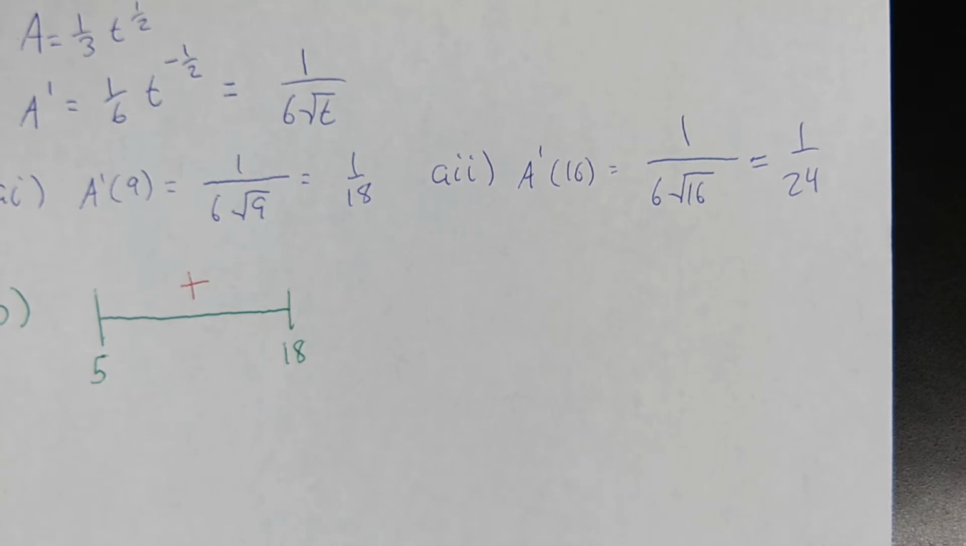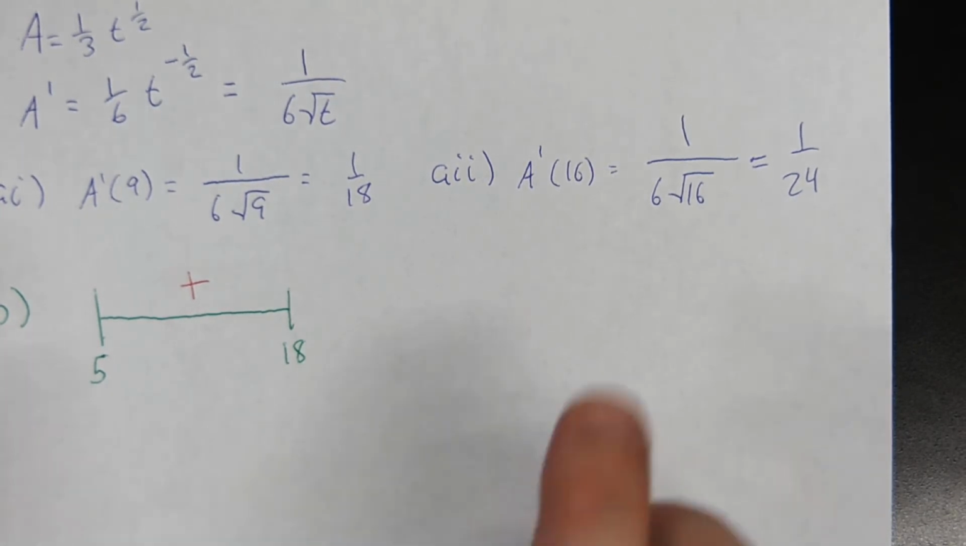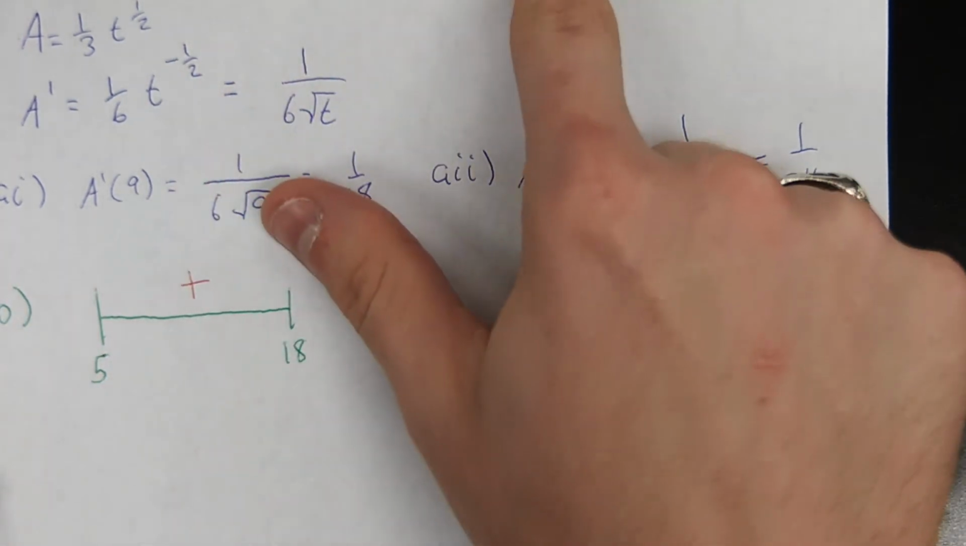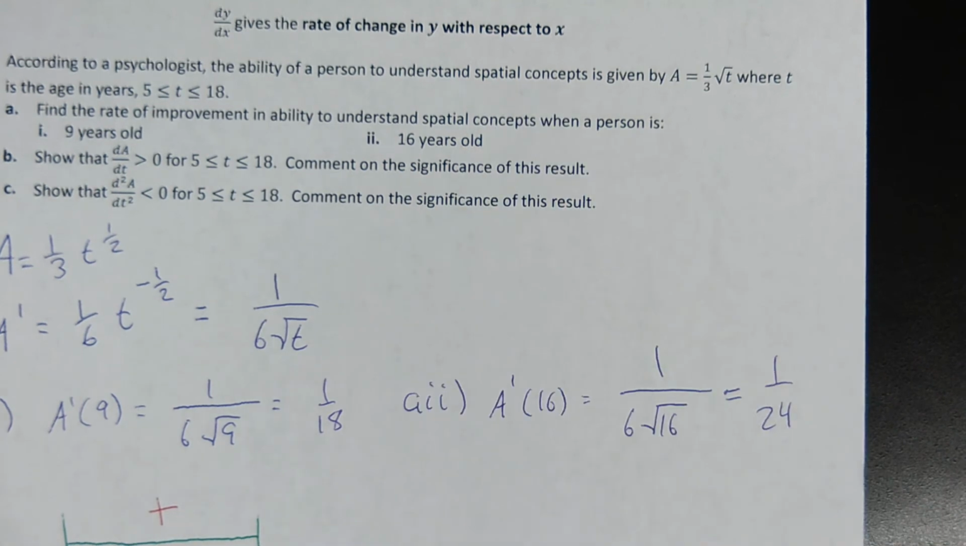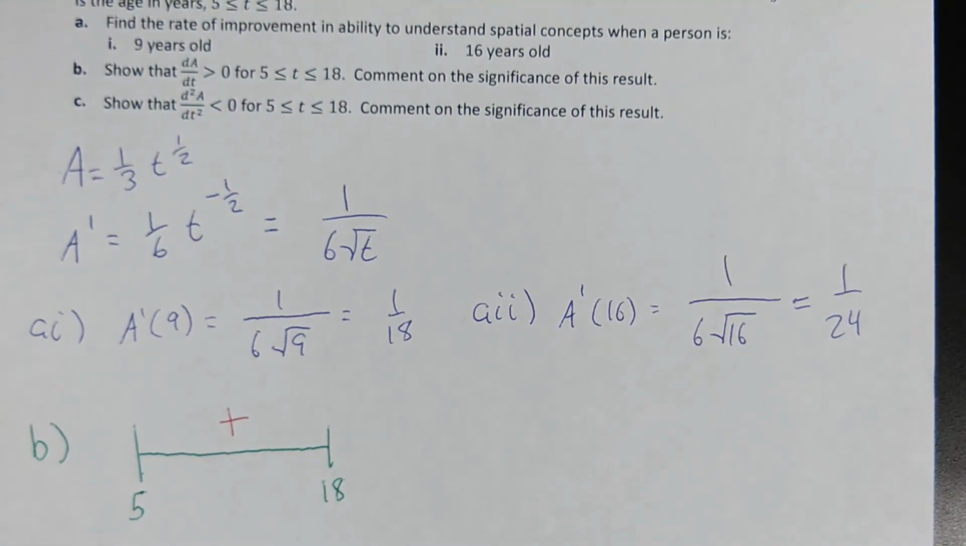So we have the ability to continue to learn during those years. That's what it always being positive is showing you. Because it says the ability to understand spatial concepts will go on and you will continue to have the ability is what it's saying. You got a question for me or no? Yeah. So that's what the always positive slope implies.